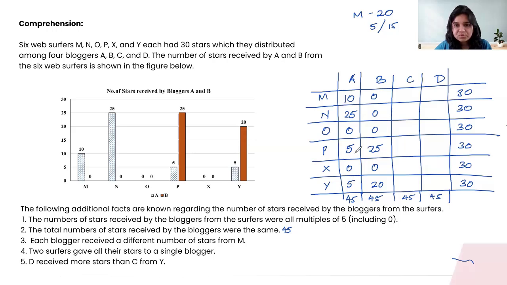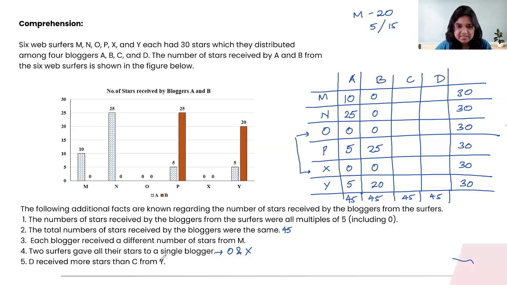P has also distributed to 2 already. X has not distributed to anyone. And Y has distributed to two people already. That means your surfers are going to be O and X. So these two surfers are O and X. These have given their stars to a single person.